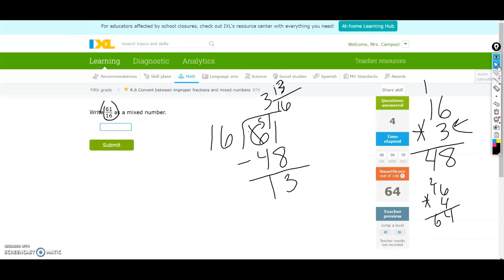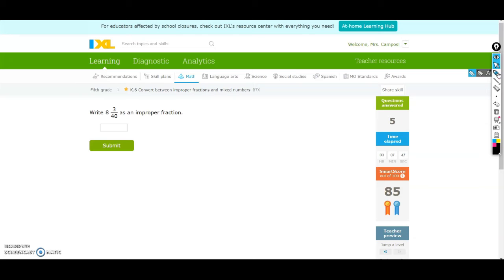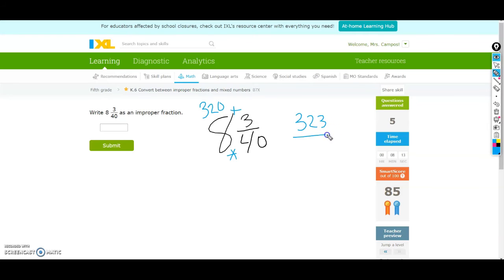But you would, if we were adding or subtracting fractions, you'd always reduce. Next, write 8 and 3/40 as an improper fraction. So we have 8 and 3/40. We are going to multiply 8 times 40. Well, you know 8 times 4 is 32, and then we add the 0. So 320 plus 3 is 323, and they are 40ths. So we have 323 40ths.